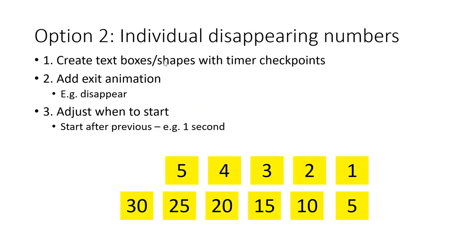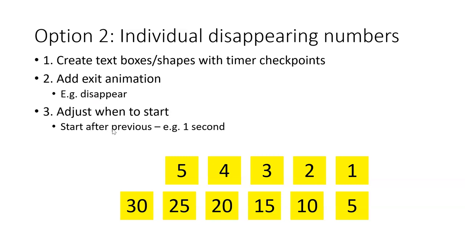Now the second option involves individual disappearing numbers. So you need to actually create a number of text boxes or shapes with numbers in them with important timer checkpoints. Here we can see two examples. One is a 5-second countdown timer and one is a 30-second countdown timer. Then we have to add our exit effect animation, and I have chosen again the simplest one, which is disappear.